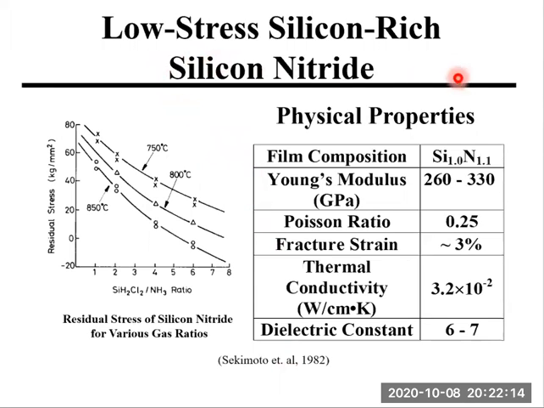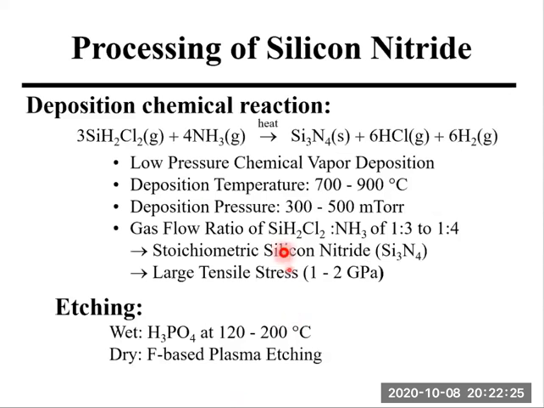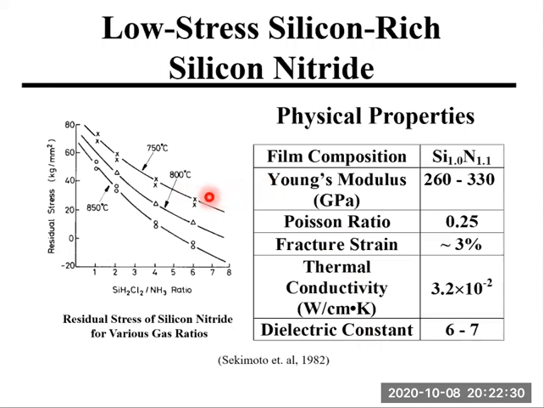Low stress silicon-rich silicon nitride. Please note that the stoichiometric silicon nitride has a very large tensile stress, so it can easily crack. So what we use in MEMS is typically low stress silicon-rich silicon nitride, not stoichiometric silicon nitride.